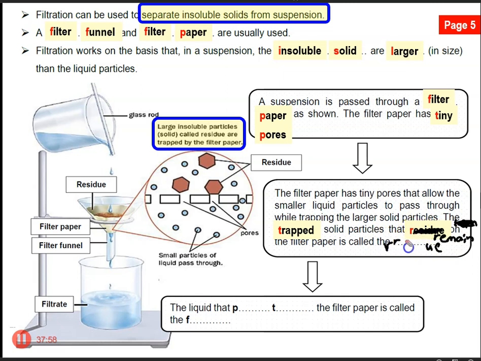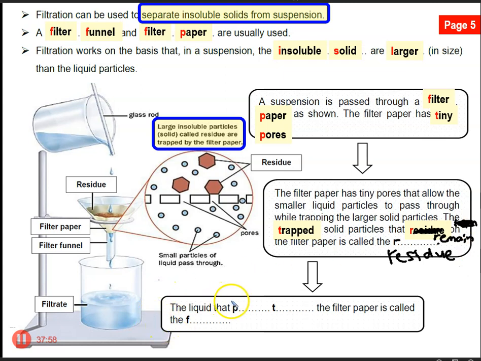Sorry, let me erase this again. I don't think you can see it. All right, it is known as your residue. So let me write this for you again here. So please spell the word correctly. Is known as the residue.